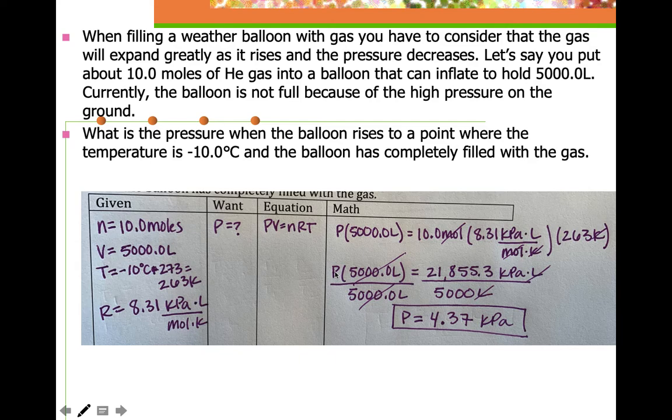And on my left side, I have my pressure times 5,000 liters. To get P by itself, I divide by 5,000 liters. And my golden rule tells me if you do unto one side, you must do unto the other. So I divide by 5,000 liters on the other side. Liters divided by liters gives me 1. I do my math, and I get 4.37 kilopascals as my answer to this problem. And that's your first ideal gas law problem.